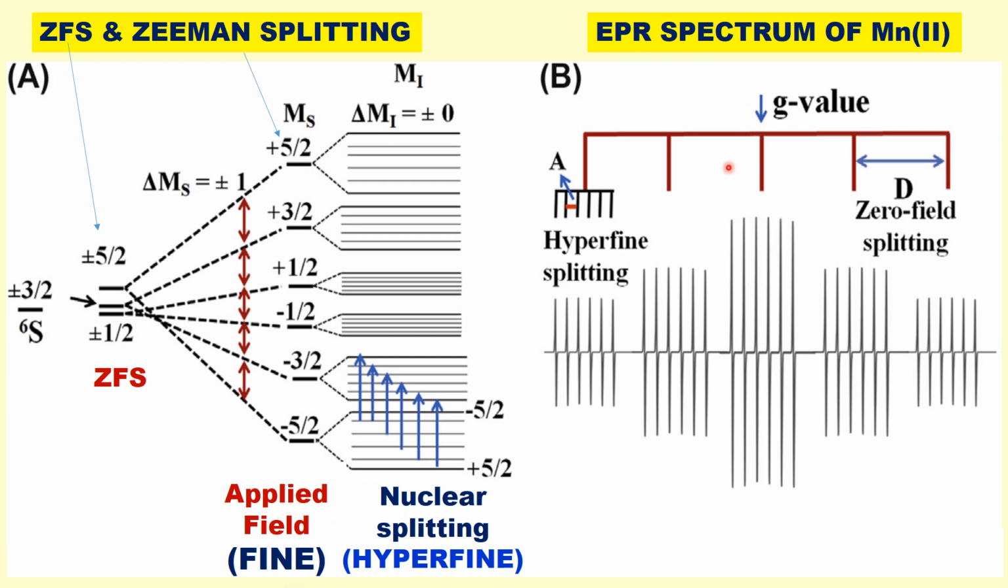Okay, fine structure. This is the EPR spectrum obtained from the energy level splitting diagram. There are three important parameters obtained from the EPR spectrum of manganese 2 ion. The g value is obtained by using this diagram. The zero field splitting is obtained by using this diagram. Again, the hyperfine splitting is obtained. How it is obtained I have shown here from the EPR spectrum.